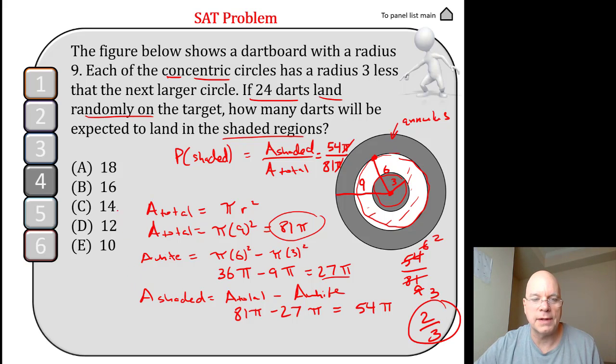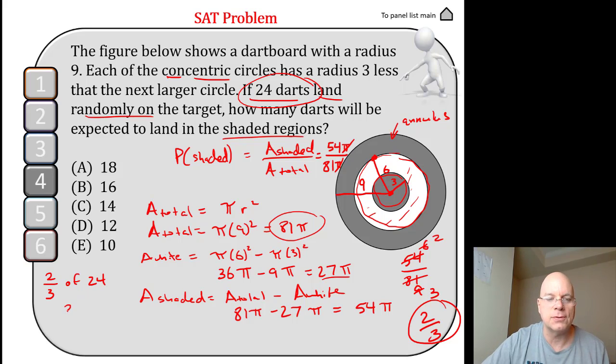And then I looked over at the answer choices and I scared myself because I haven't answered the question. I found the probability. I need to answer the question because if there's a 2/3 probability that the dart lands in the shaded area and I throw 24 darts, 2/3 of those 24 darts should land in the shaded area. 2/3 times 24. A third of 24 is 8. 2/3 of 24 must be 16. 16 is the answer.